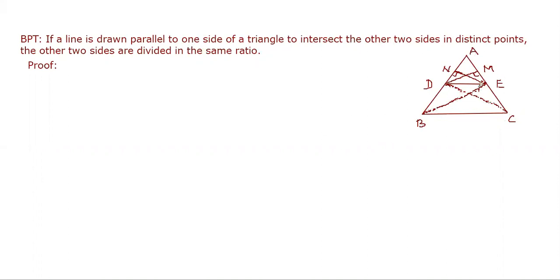So we have done construction EN perpendicular to AD and DM perpendicular to AE, and we have joined points BE and CD. Now let's find out the area of triangle ADE. Area of triangle ADE equal to half base into height. So base we take AD and height is EN.